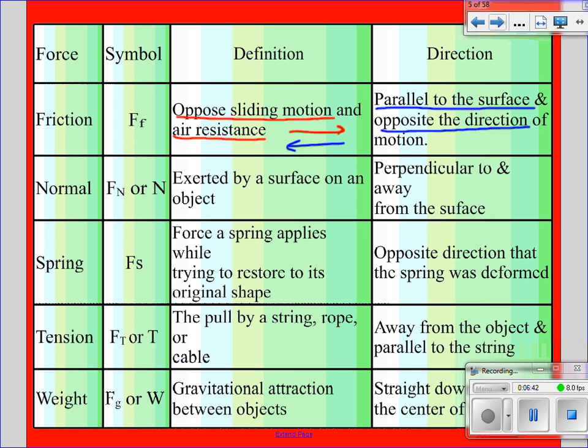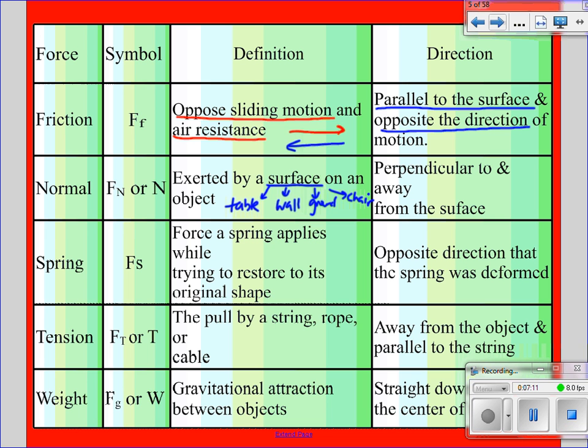Now, normal force is something that's a little different that we may not have ever thought of before. A normal force is defined as a force that's exerted by a surface on an object. A surface can mean many things. It can mean a table, it can mean a wall, it can be the ground, it can be a chair, any surface that is constant and stable, that's not moving. Now, what is the direction of the normal force? The direction of a normal force is always perpendicular and away from the surface.